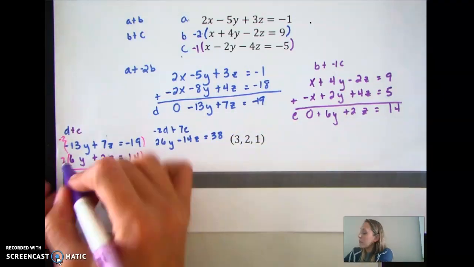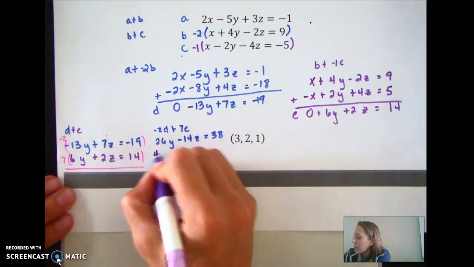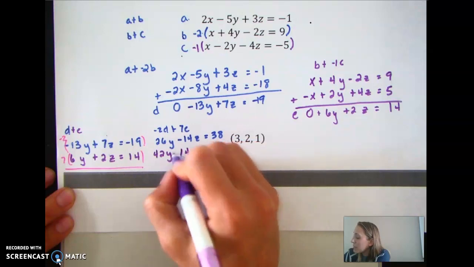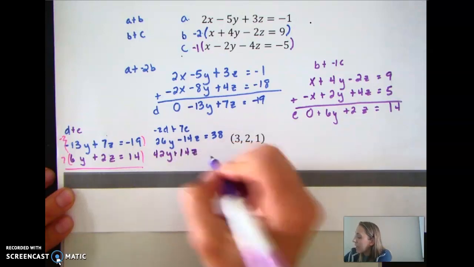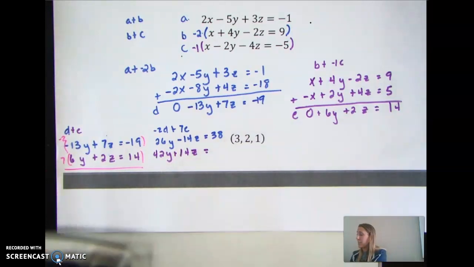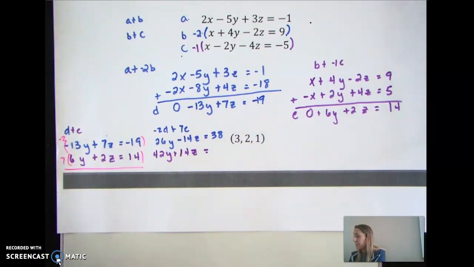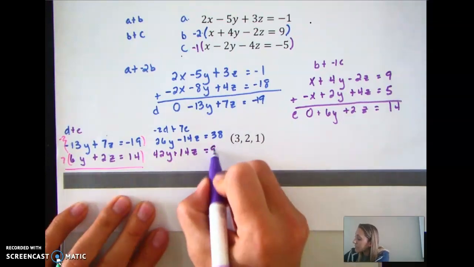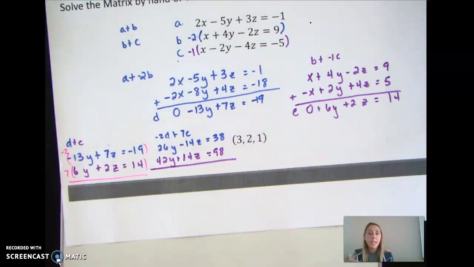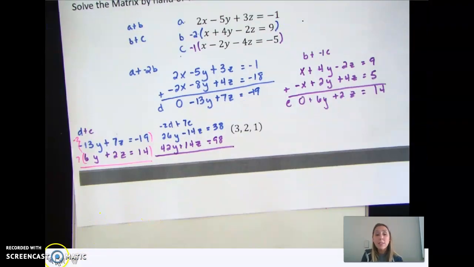Now I'm going to do 7 times 6y, which is 42y. 7 times 2 is positive 14z. And 7 times 14, I don't know what that is off the top of my head, sorry. 7 times 14 is 98. And now I'm going to add all of that together, and I am going to get a new equation where y is all by itself.